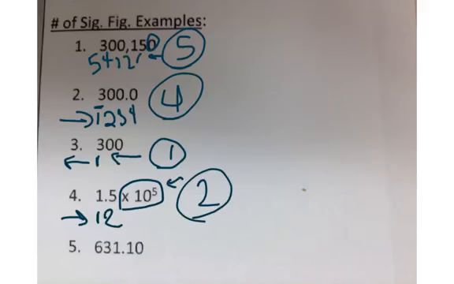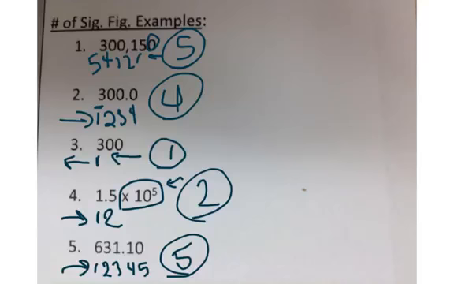This last one, the decimal is present, so I'm still going to start from the left side going inward, and it is going to start at this 6, my first non-zero number, so this would be 1, 2, 3, 4, 5. So this would have 5 significant figures. That is how you count sig figs.